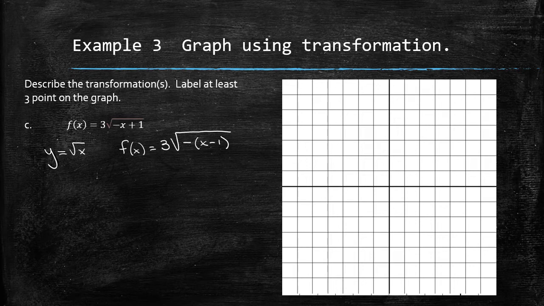This step is optional. I think it's sometimes helpful when you're graphing by transformation, but as long as you're giving me transformations, you're describing the transformations and they make sense, and then your final graph is correct, you're good. Okay, so no matter whether you rewrite the expression under the radical or not, your transformations are still going to be vertical stretched by 3.